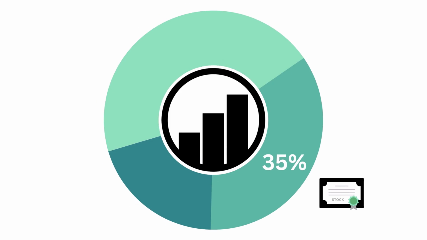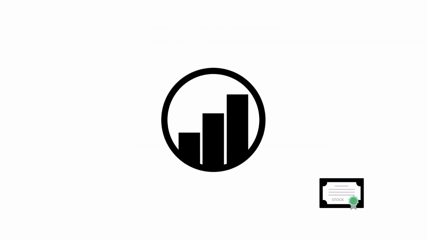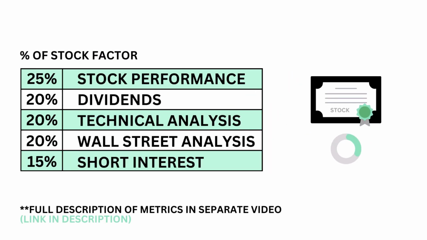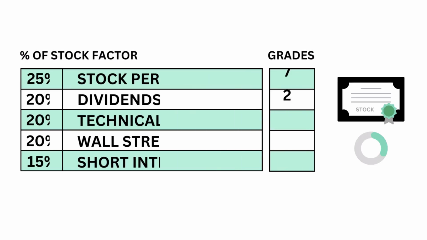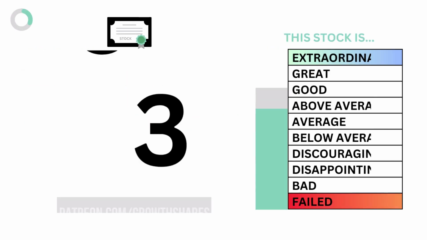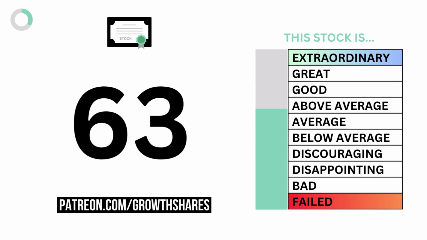Let's next look at the stock. The stock factor accounts for 35% of the analysis. The stock examines a company's technicals to see if the stock is attractive enough to own. The stock factor is made up of these 5 metrics, each weighted based on importance. Here's the 5 metric grades. And when we put them together, we get the company's stock grade.